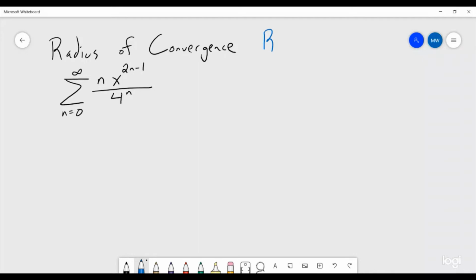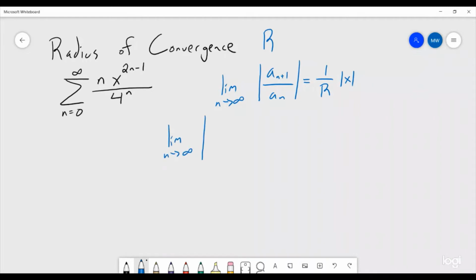This is going to be, if we look at the limit as n goes to infinity of the absolute value of a sub n plus 1 over a sub n, this is going to be equal to 1 over r times the absolute value of x. So if we go through and figure this out, we look at the limit as n goes to infinity, we get the absolute value of n plus 1 x to the 2n plus 1 all over 4 to the n plus 1 times 4 to the n over n x to the 2n minus 1.